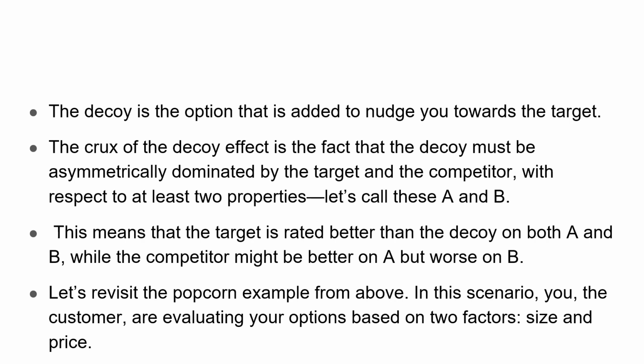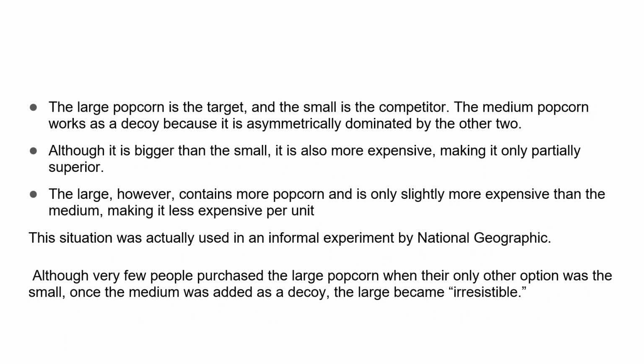Just consider the case of a popcorn example. In this case, customers evaluate the options available based on two factors: the size of the popcorn and the price of the popcorn. The large popcorn, the packet which consists of a huge quantity, is considered the target. The small popcorn is the competitor. The medium popcorn works as the decoy, and it becomes asymmetrically dominated by the other two.